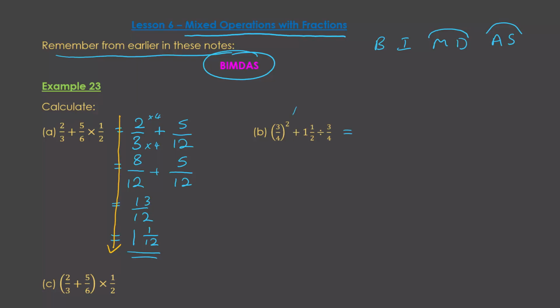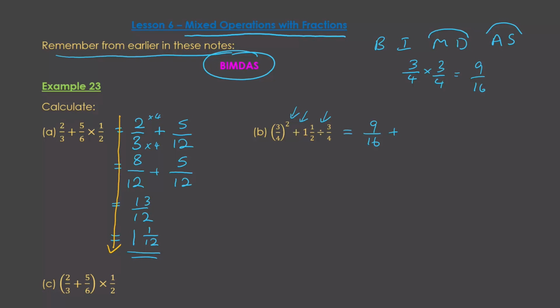Now here I've got some indices, I've got an addition, I've got a division. Now I can do the indices first, and remember that 3/4 squared means 3/4 multiplied by itself. So that's going to be 9/16. And note we could have done that by squaring the 3 and squaring the 4.